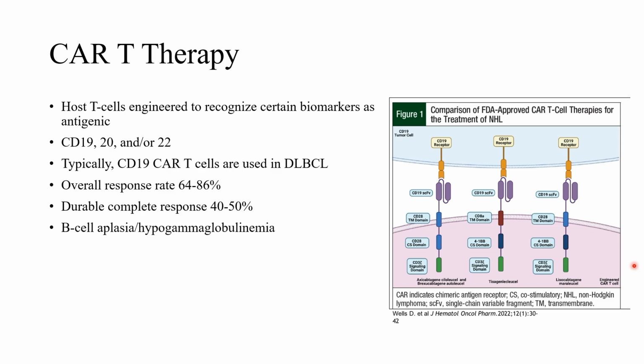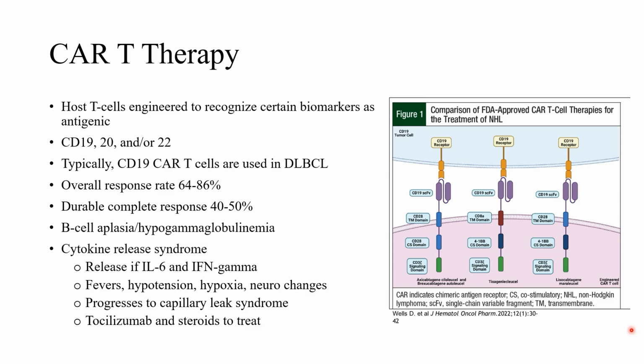The downside is, sure, your DLBCL cells have CD19, so your CAR T cells will attack those, but your normal B cells also have CD19 on them, right? So you have a side effect of B cell aplasia, which can last for years. And depending on the age of the patient, it could be lifelong. And if you have B cell aplasia, you're also going to have hypogammaglobulinemia, right? Because you don't have the cells that are producing your immunoglobulins. So obviously that puts you at a much higher infection risk going forward.